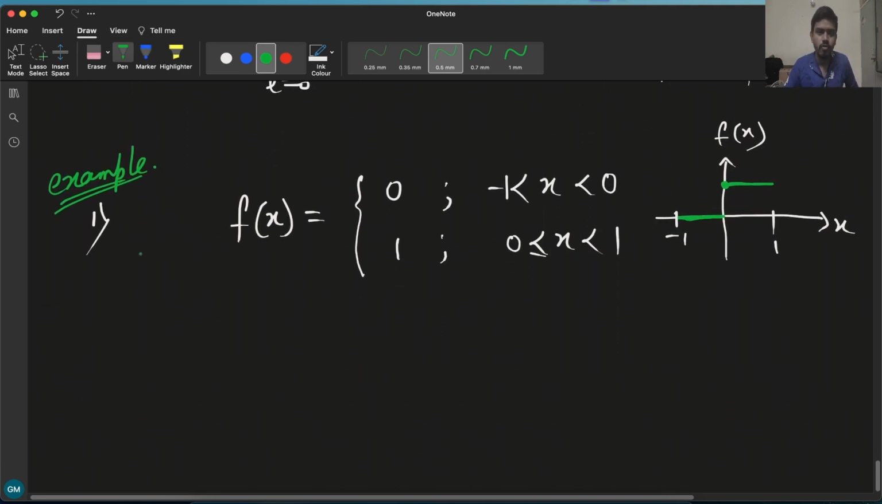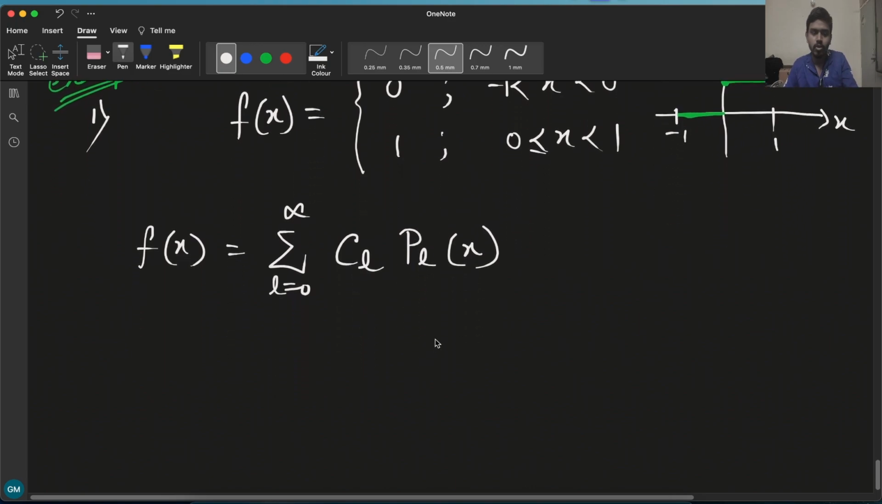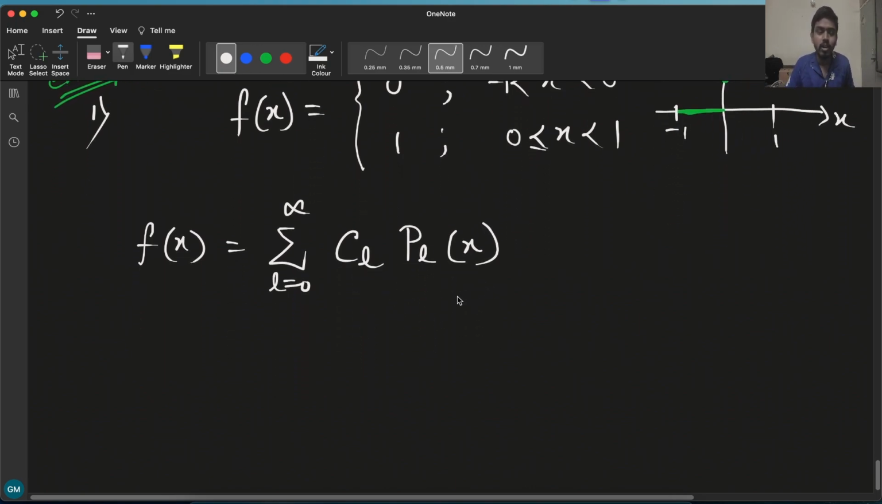So what we are asked to do is to write this f(x) as a linear combination of c_l P_l(x), l equals 0 to infinity. We already know these P_l(x)'s, so what we need to find are these coefficients. Our job is now to find these coefficients and then we are done.